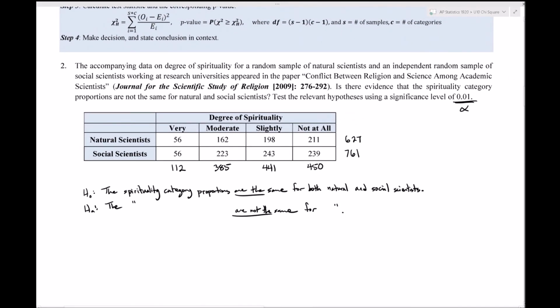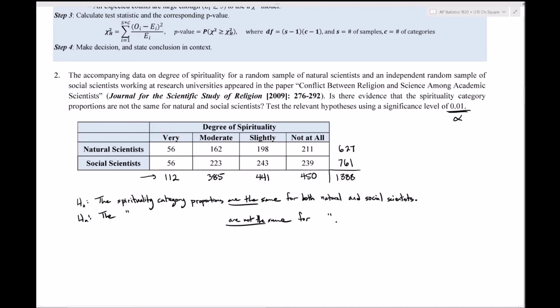So then either way, to find the big total, the combined sample size, you would either add 627 and 761, and I'm getting 1388. Or you could have taken the row totals and added those across: 112, 385, 441, 450. And you would get the same value, 1388. Unless you did something wrong somewhere else. But those two methods should give you the same sum.